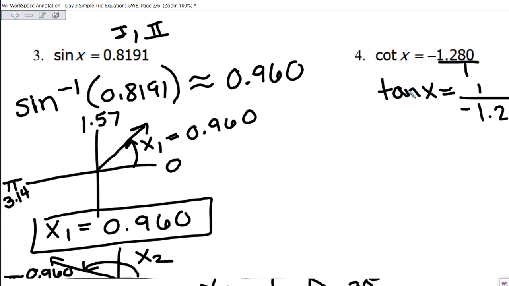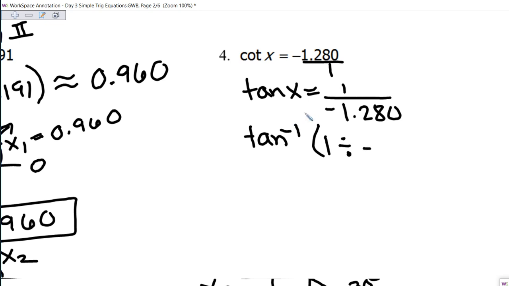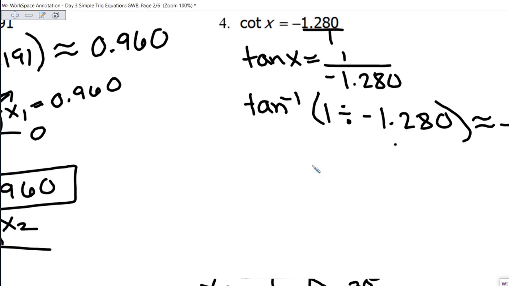Now, this is the arctan value. So make sure when you're typing it in the calculator, you do second tangent. And when you type second tangent, you need to type in 1 divided by negative 1.280. You said negative 0.663? Okay. We'll talk about what that means in just a second. I want to draw a diagram first.